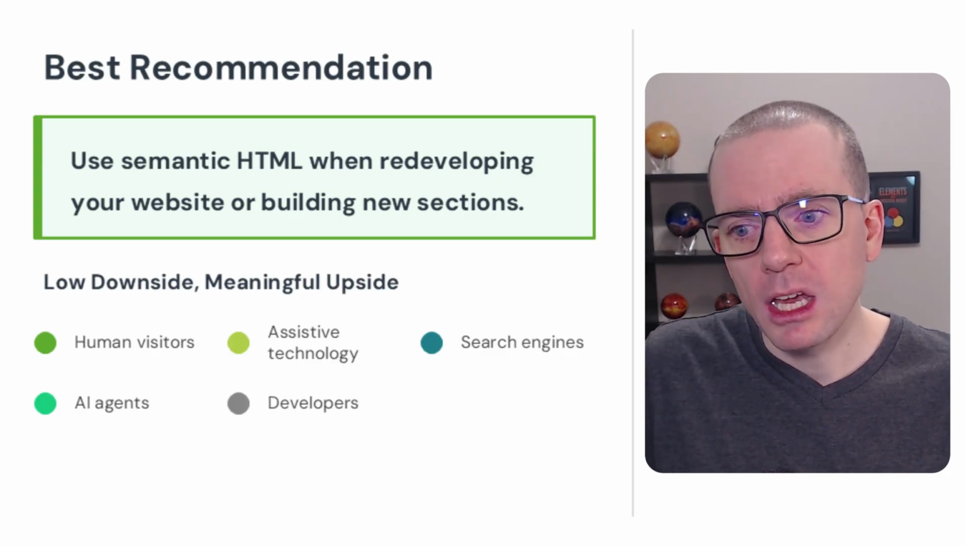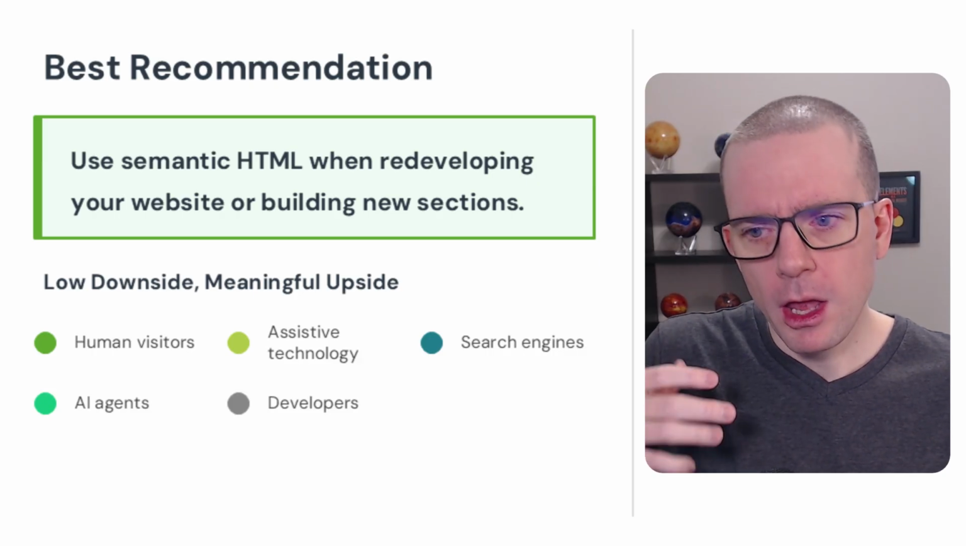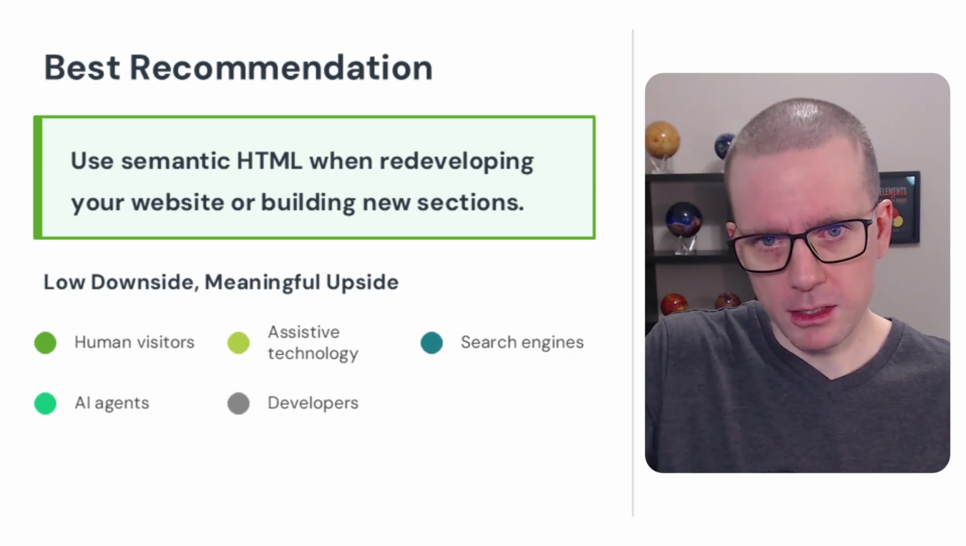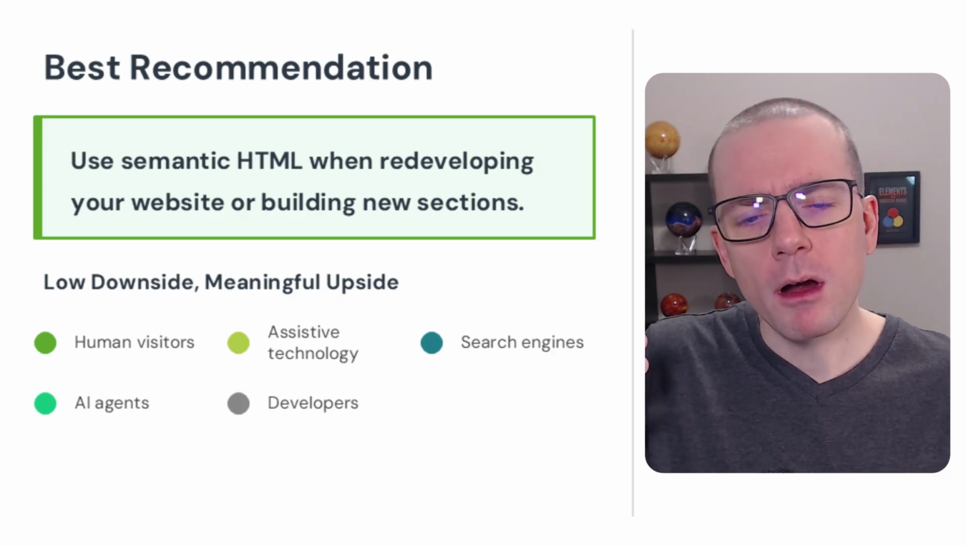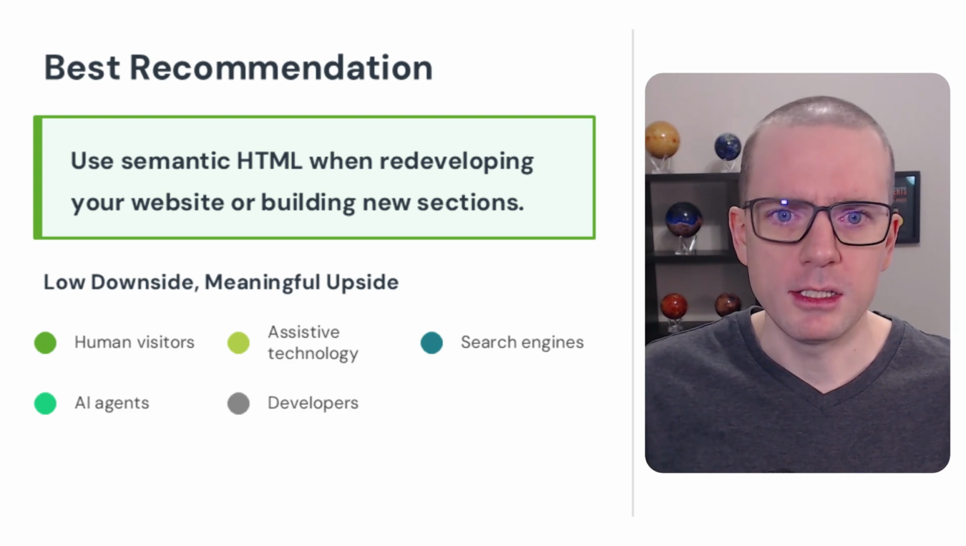And by using semantic HTML, you typically don't have a lot of downsides. It can be a little hard to migrate from non-semantic to semantic HTML, but there are a lot of potential upsides for human visitors, for bots, for agentic visitors.